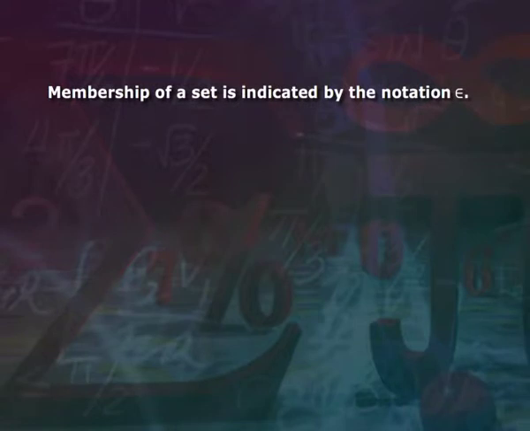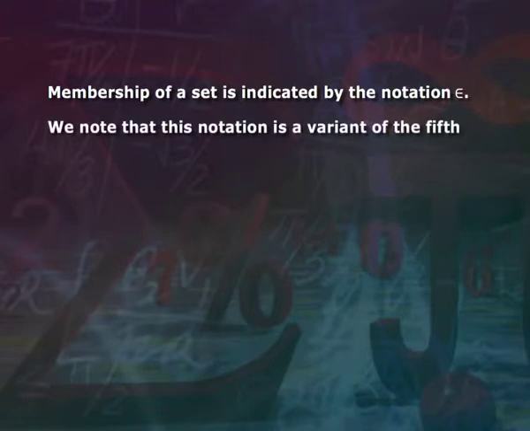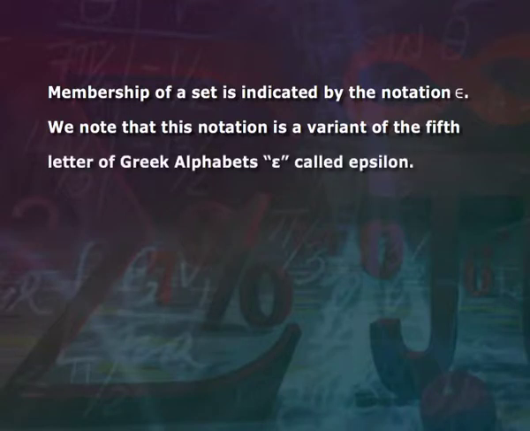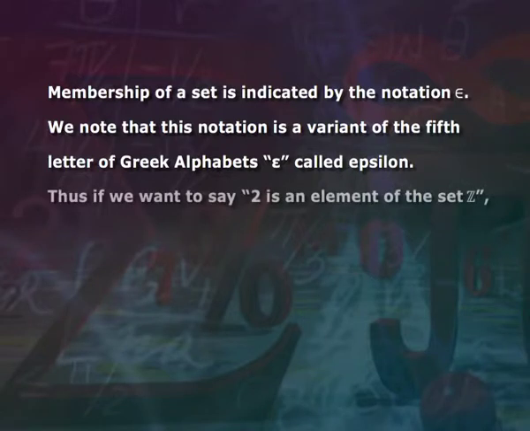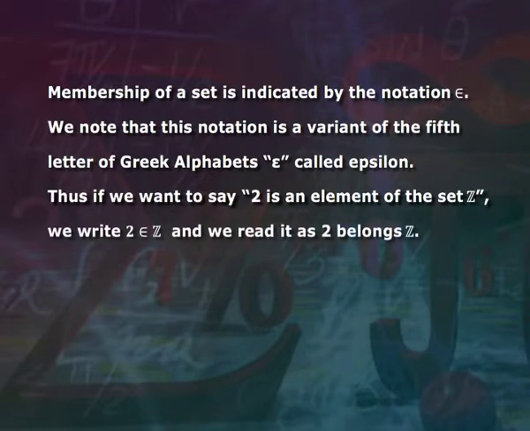The objects of a set are usually called elements. Membership of a set is indicated by the notation belongs to. We note that this notation is a variant of epsilon, the 5th letter of the Greek alphabet. Thus, if we want to say 2 is an element of the set Z, we write 2 belongs to Z, and we read it as 2 belongs to Z.